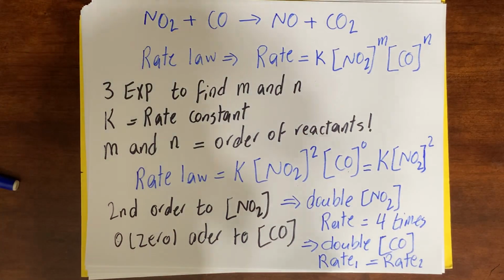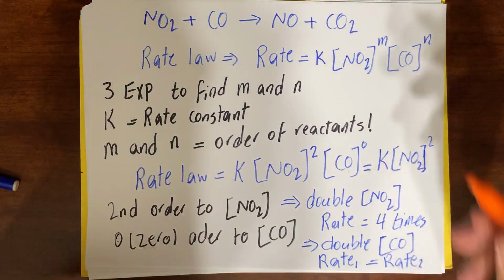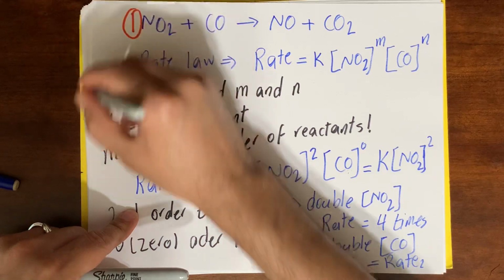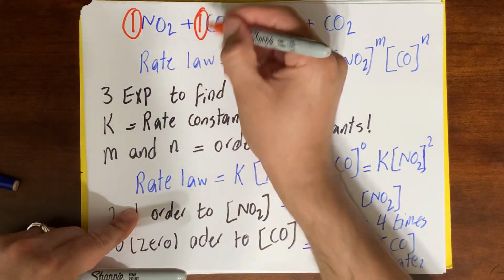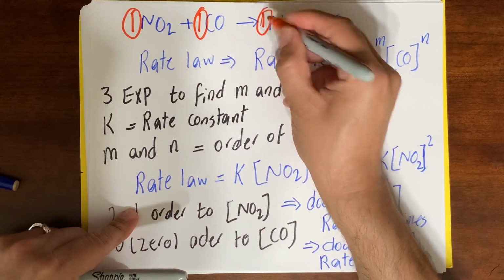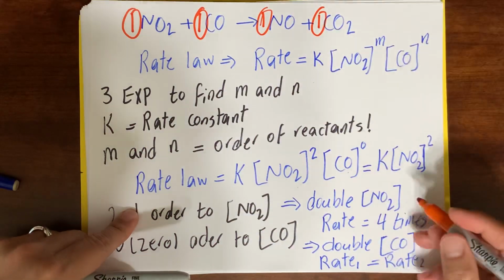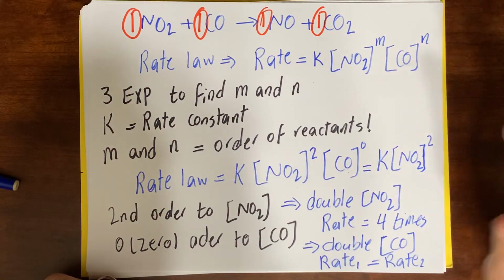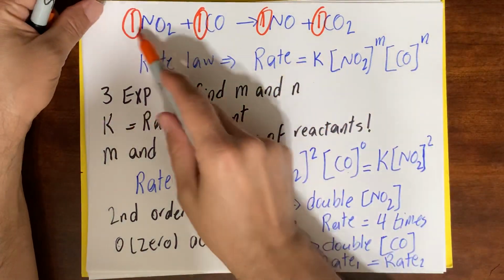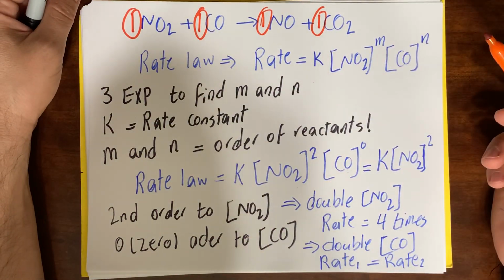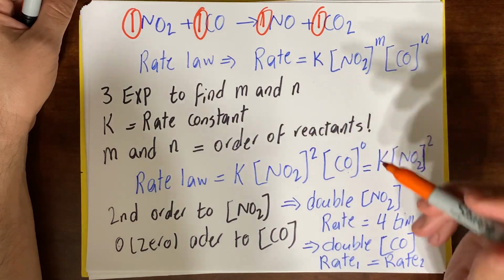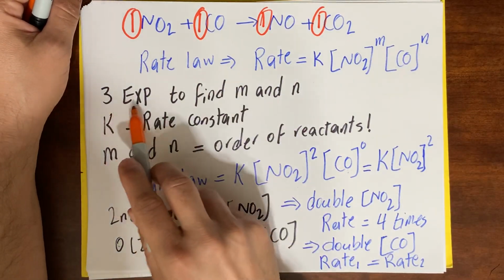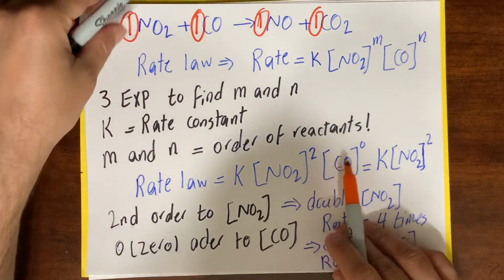But for now, I need to say that m and n do not have anything to do with the coefficients. The coefficients here say 1, and that one also 1. We have 1 nitrogen, here is 1 nitrogen. We have 1 carbon, 1 carbon. Those coefficients we get through balancing the reaction. But m and n, we have to do experiments. And if we have 2 reactants, we need at least 3 experiments to find m and n.